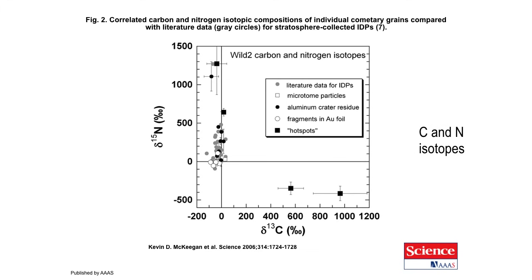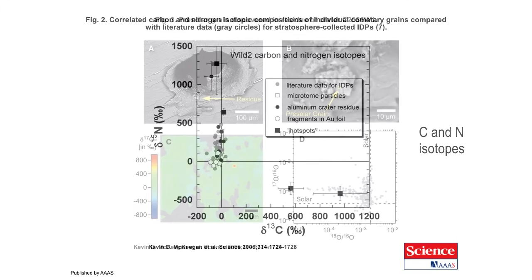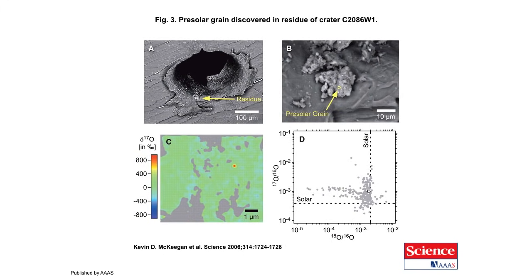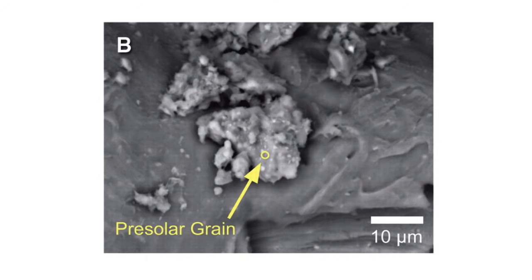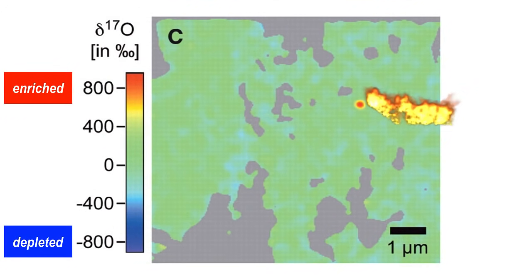All right. So now here are the famous bullet holes. And here's my hot spot right up here. Bing, this little guy, red as can be. There it is. The residue. Here's the pre-solar grain. And there it is. There's the hot spot. All right, now we're going to graph that up.